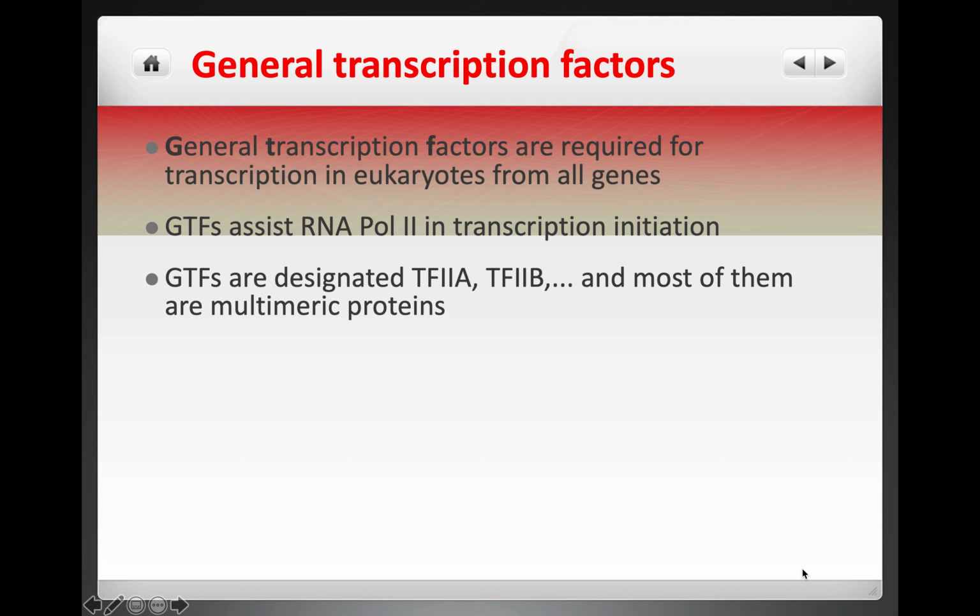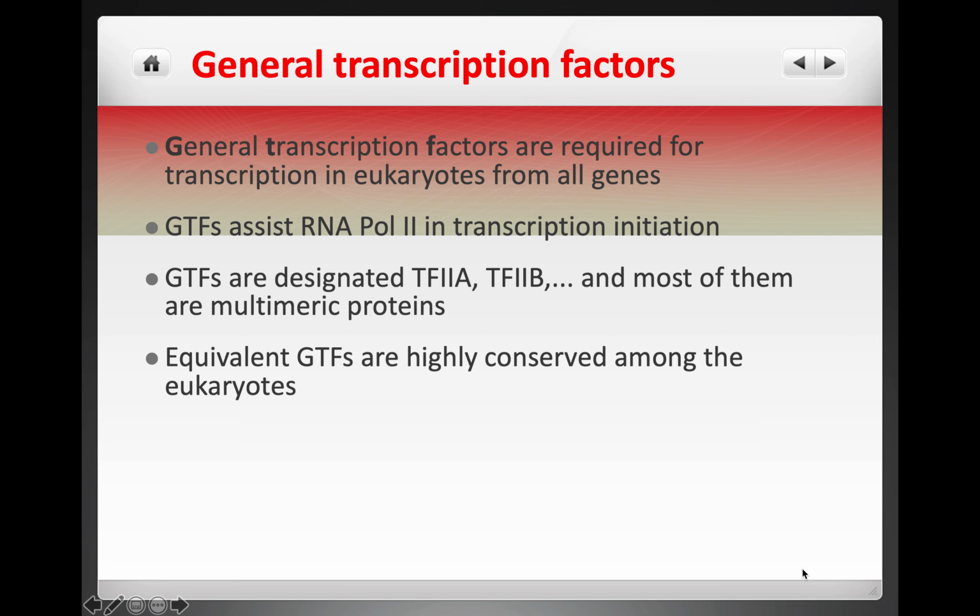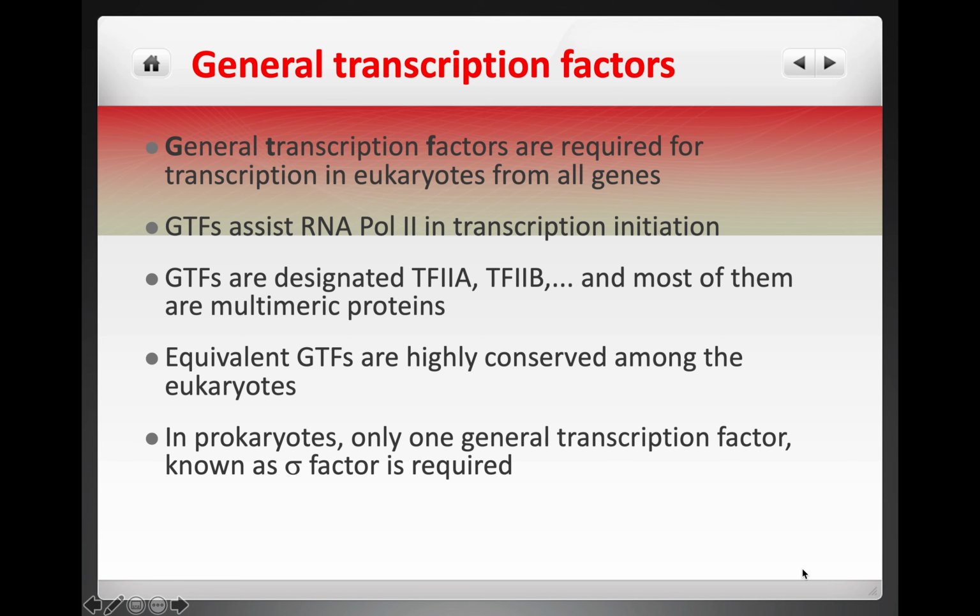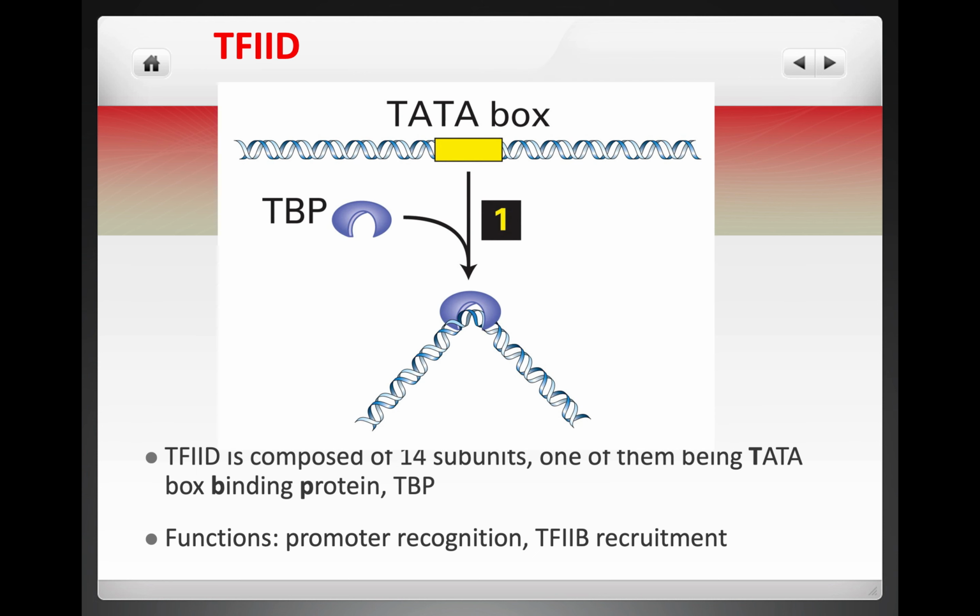So A, B up until H, and most of them are multimeric proteins, which means that they have more than one subunit. They have equivalent GTFs which are highly conserved among the eukaryotes. That means that different types of TF2A, B, C, D up until H, in different types of eukaryotes, have more or less highly conserved sequences. In prokaryotes, only one general transcription factor, the sigma factor, is required, but in eukaryotes there are more than 6.